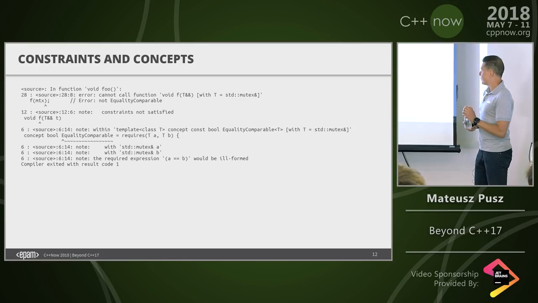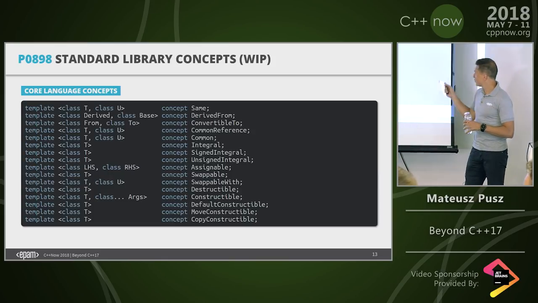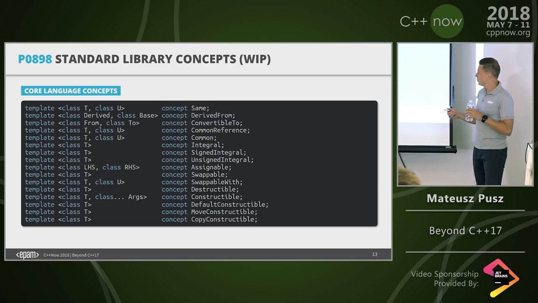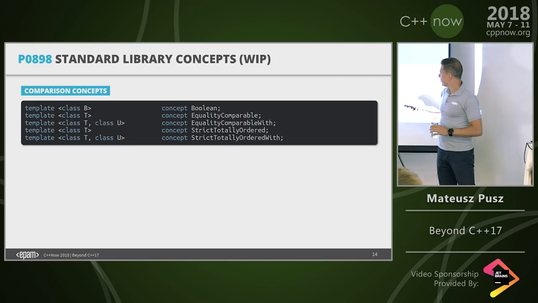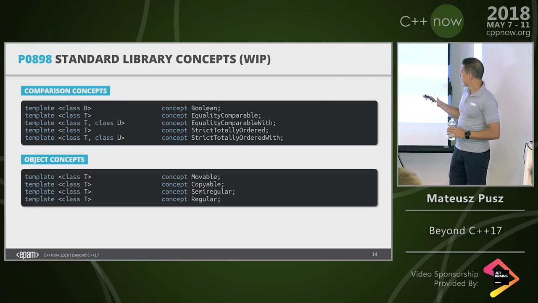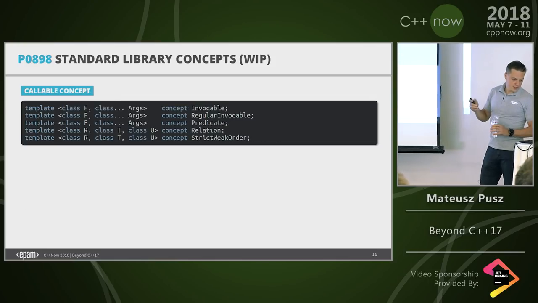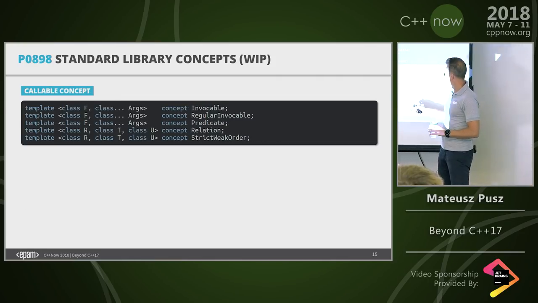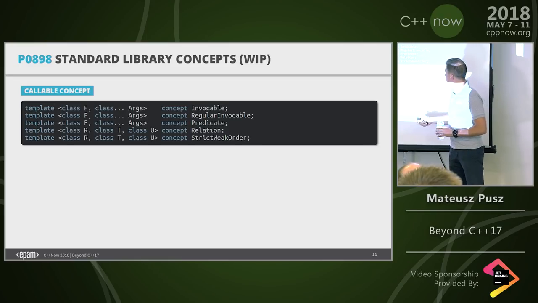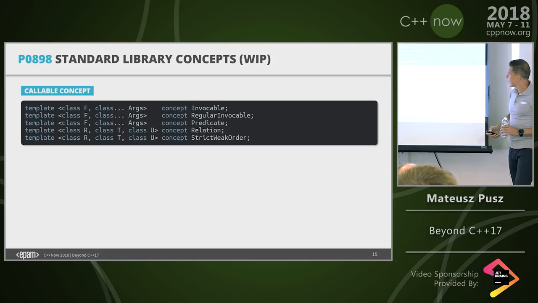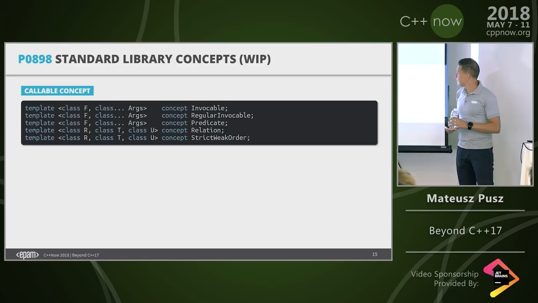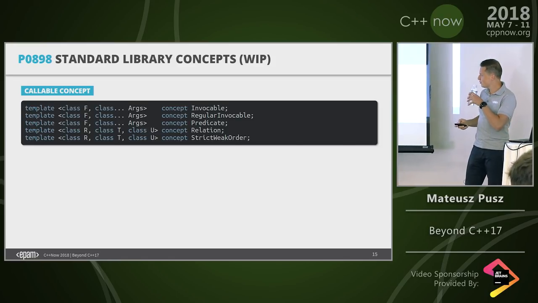We also started the work on introducing concepts into the standard library. This is work in progress. It was accepted already by LEWG. These are the core language concepts that will probably be merged into the standard in Rapperswil. We have also concepts for comparison and concepts for objects like movable, copyable, regular, and so on. And the last concepts that are being proposed for now are callable concepts, so is it an invocable function or functor, and a few more. This is basically the list of the concepts that are already accepted by LEWG, but this paper is still not merged to the standard draft.